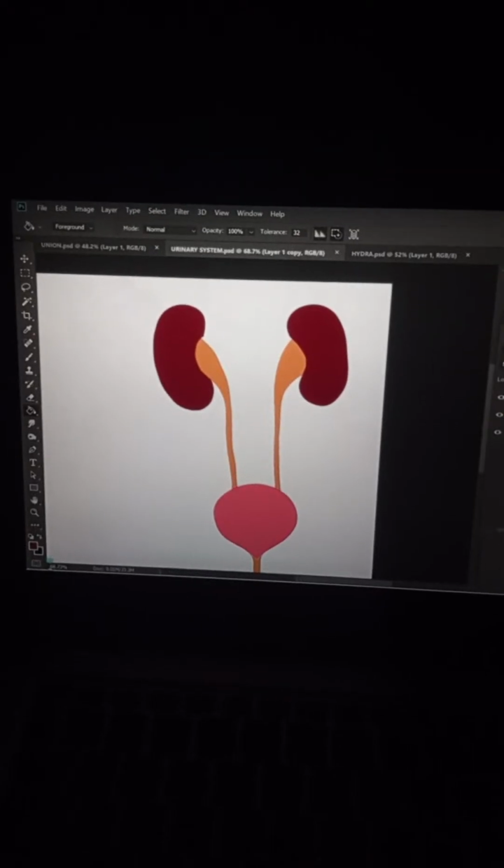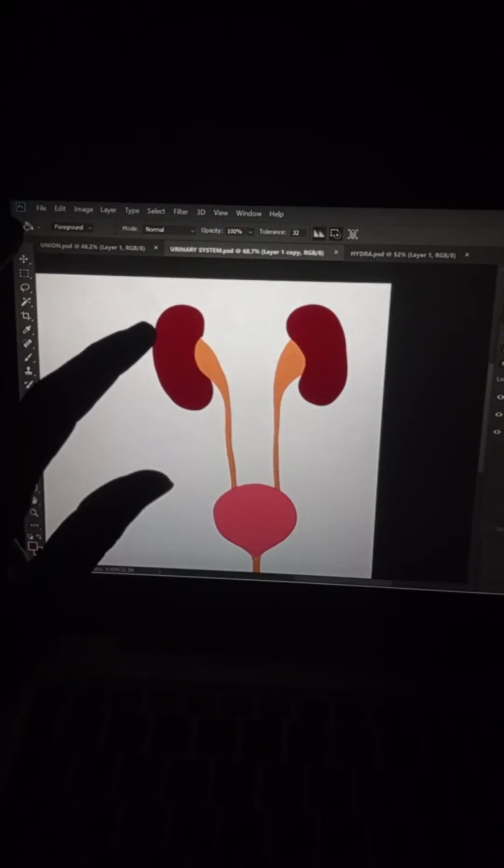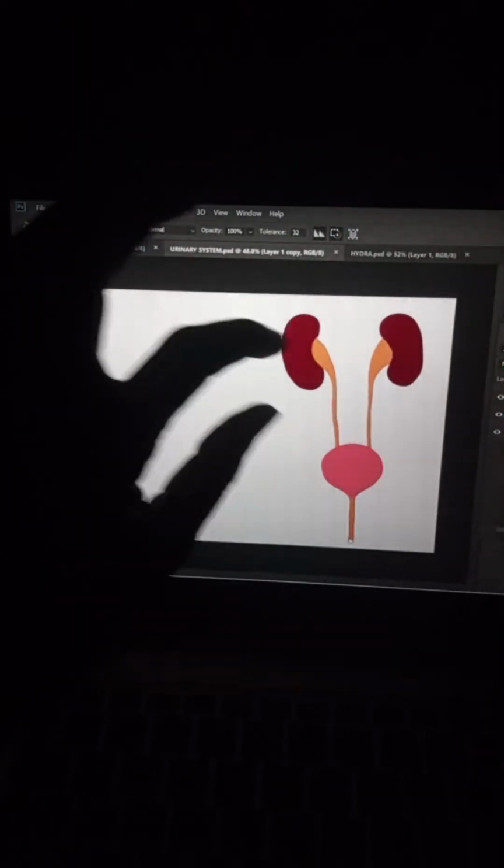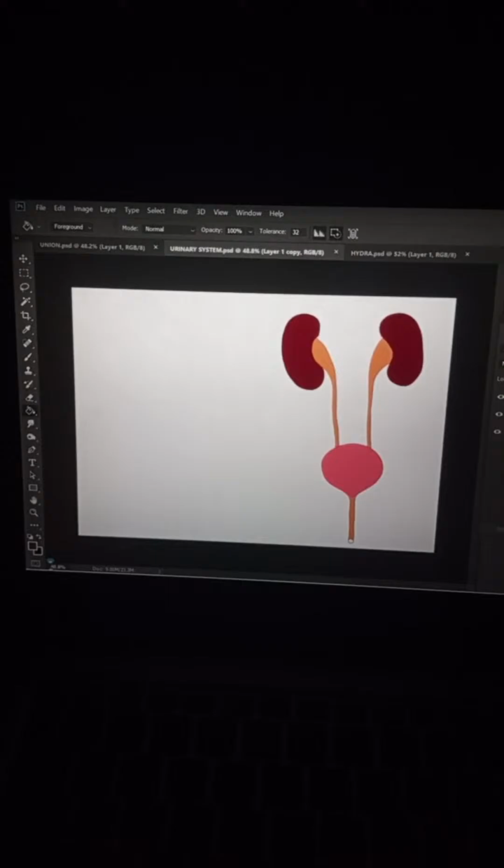This system is called the excretory system, where we have kidneys, which filter blood, and these kidneys remove harmful or toxic substances in the body. So this is part of what we draw. We draw pictures for you to see.